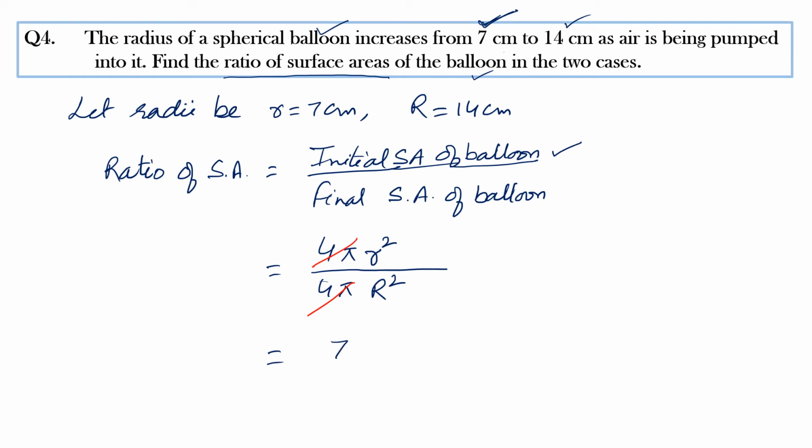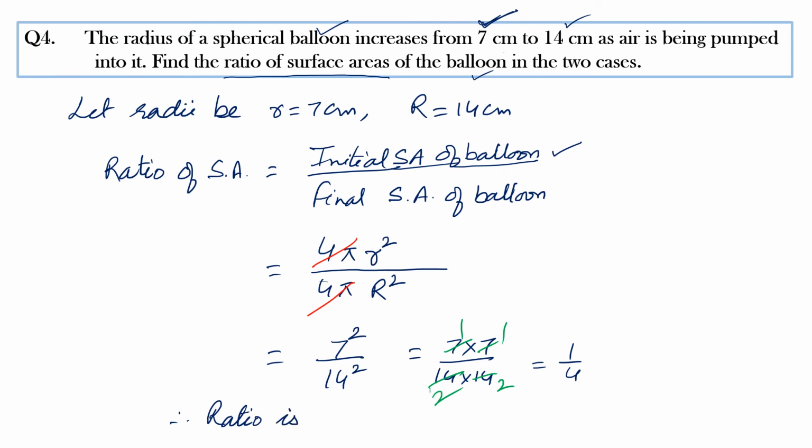Now we will substitute the values. 7 square and capital R is this. So 7 square means 7 into 7. 14 square means 14 into 14. Let's do the cancellation. Here 7 ones are 7, 7 twos are 14, so we have 1 by 4, so therefore ratio is 1:4. आपको अलग अलग सरफेस एरियाज निकाल के रेशियो निकालने की ज़रूरत नहीं है, जब भी रेशियो निकालने के लिए आए आप सबसे पहले फॉर्मूला लिखा करो. राइट, नाउ लेट्स मूव टू नेक्स्ट क्वेश्चन.